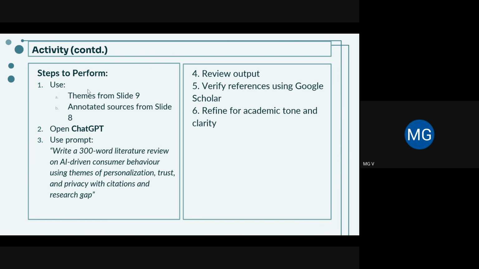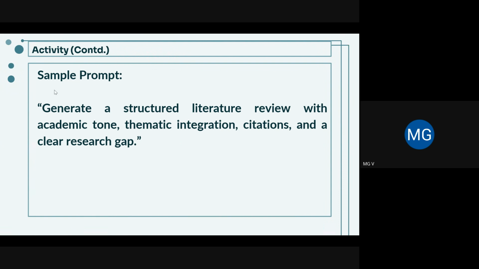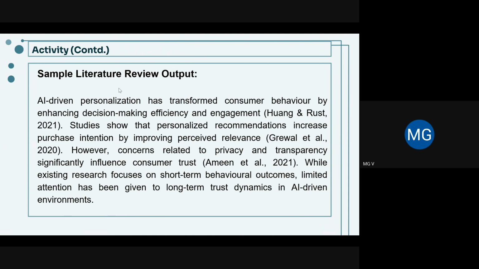citations and research gap. Then review the output and verify references using Google Scholar and refine the academic tone and clarity. So the sample prompt is: generate a structured literature review with academic tone, thematic integration, citations, and a clear research gap. Now you see sample literature review output with citations, right?